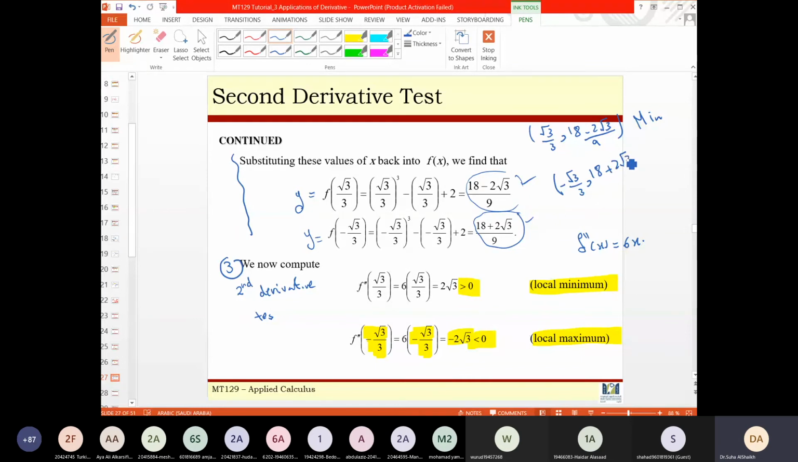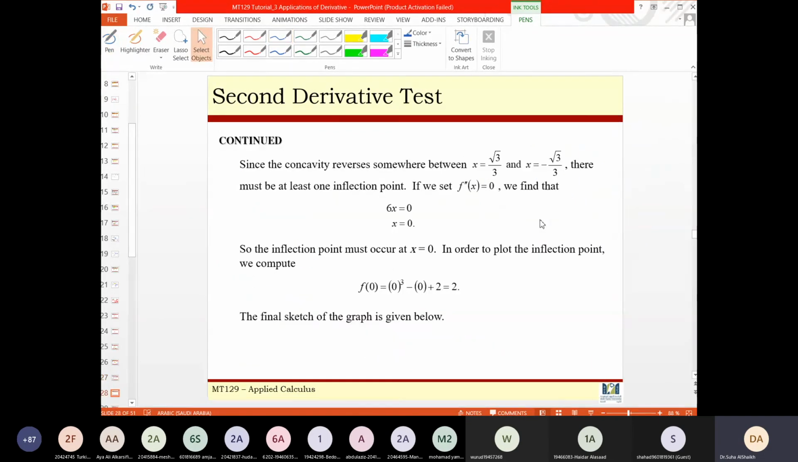You don't have to complicate yourself with those roots. It's fine if you calculate it as a decimal like 0.577 and use 0.577. So we have a minimum point, we have a maximum point. So we finish our first part of the work.